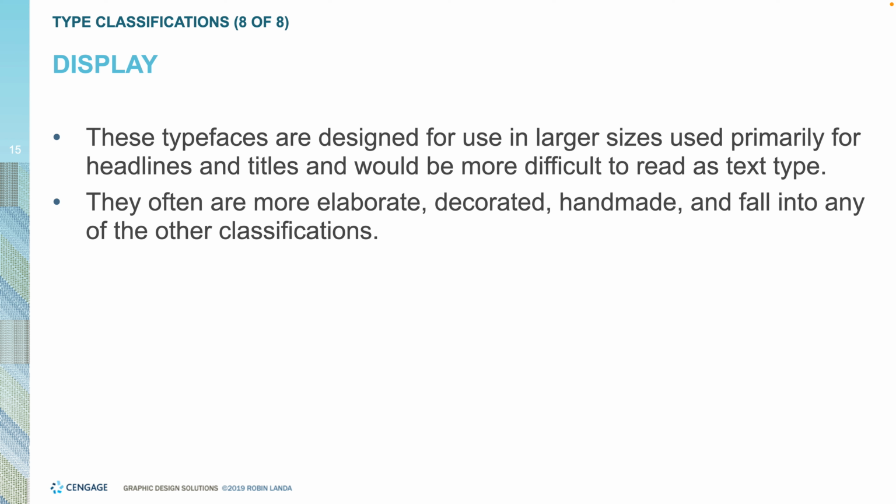The last one inside of here that we're going to look at is display type. These are ones that are designed for larger sizes. So headlines, titles, possibly down into some subtitles. That's what display text is designed for. If you go through and start to use that as the body copy text, you're going to find that it's probably pretty difficult to read.